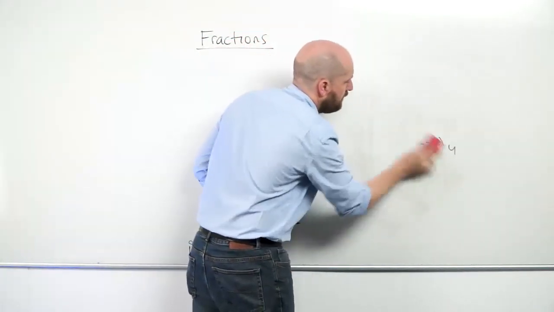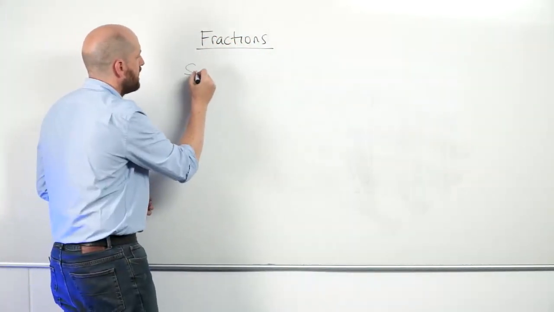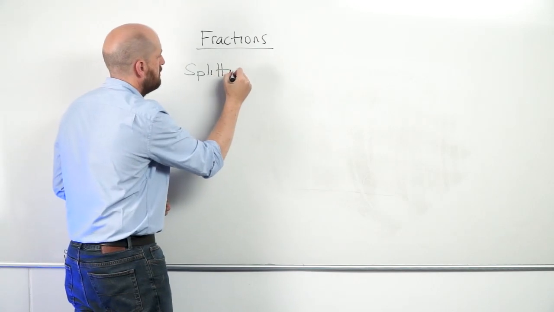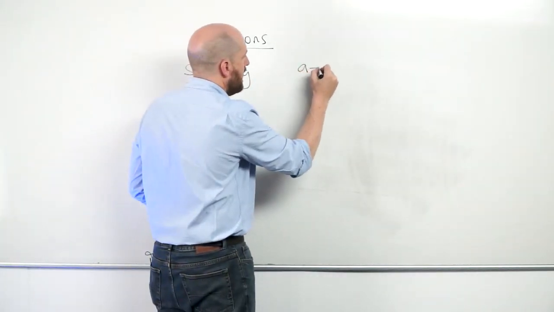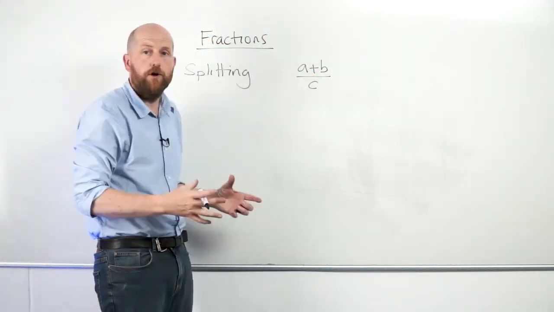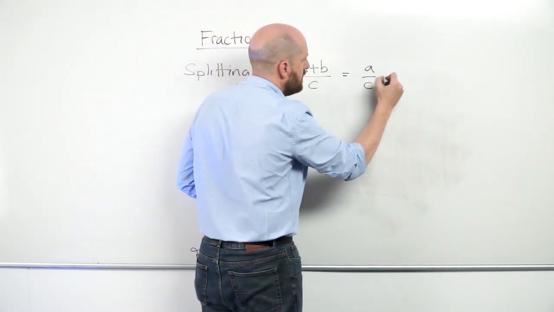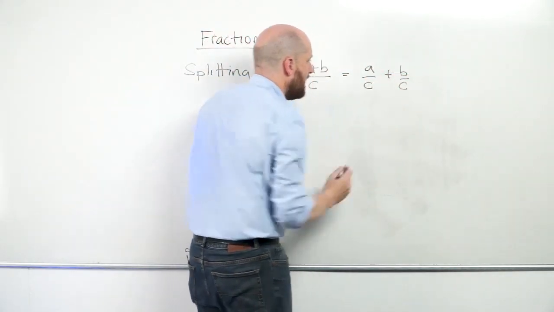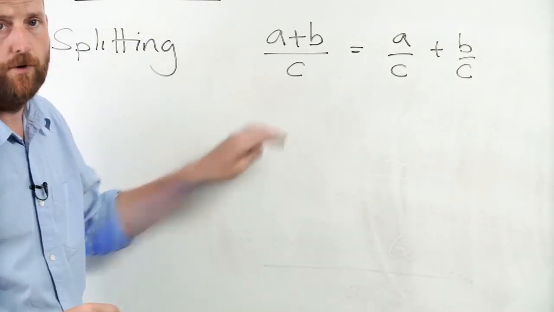If I want to split up fractions, so splitting a fraction, here I think about having an expression like a plus b over c, and effectively it's the reverse of what I've just done. This is actually just a over c plus b over c. It may be that this leads us to a simpler expression than this one here.